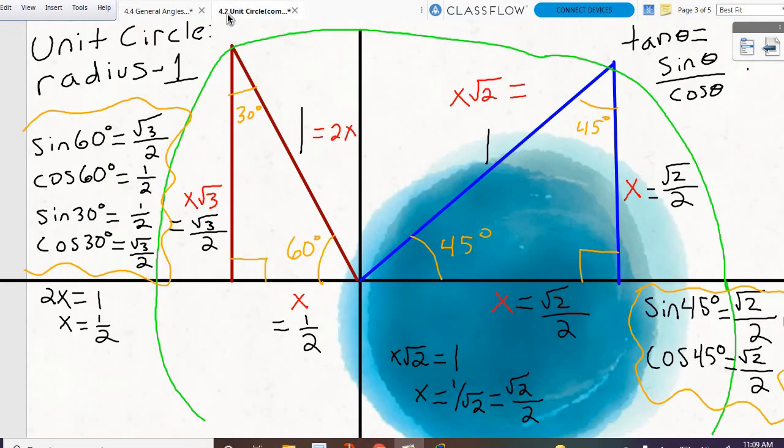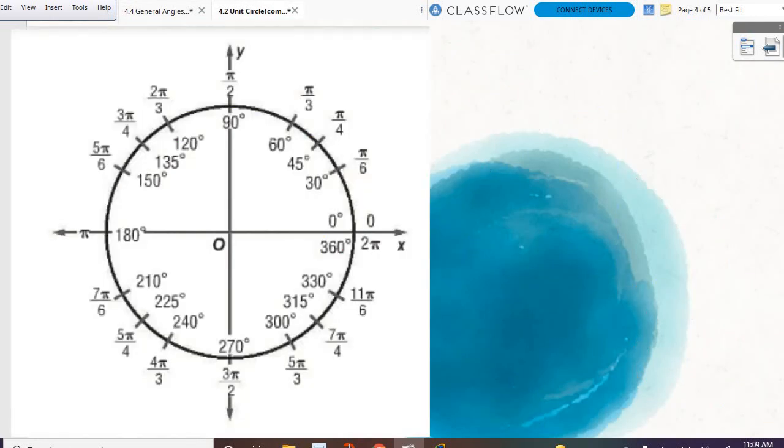Previously in our notes, we should have had something that looks slightly like this. Right? Remember we drew a circle that had all of our degrees and all of our special radians labeled. Yes? Okay. Now remember, this is our unit circle. So our radius is what? 1.